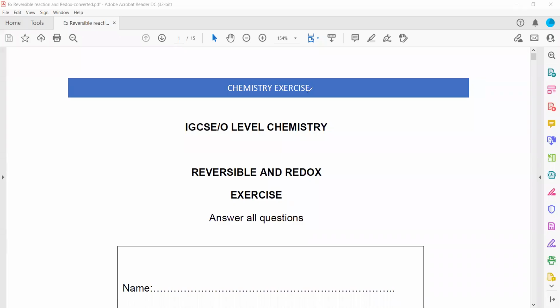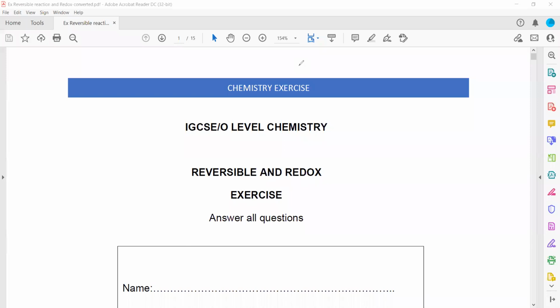This session is related to exercise on reversible and redox reactions. A reversible reaction means the reaction in which the reactant can form a product and the product can decompose to form back the reactant. Whereas a redox reaction is one in which the substance can be oxidized or reduced, and we already discussed that oxidation has three definitions.